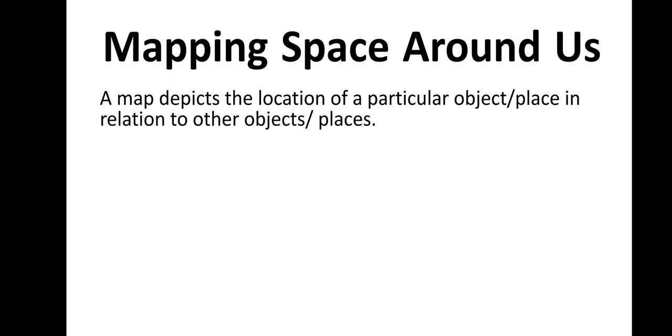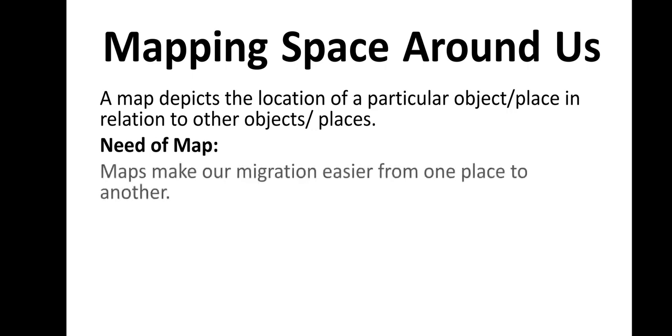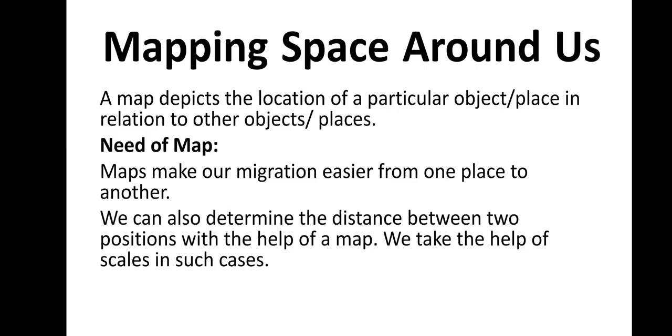So, a map depicts the location of a particular object or place in relation to other objects or places. So, what is the need of a map? These maps make our migration easier from one place to another. We can also determine the distance between two positions with the help of a map.